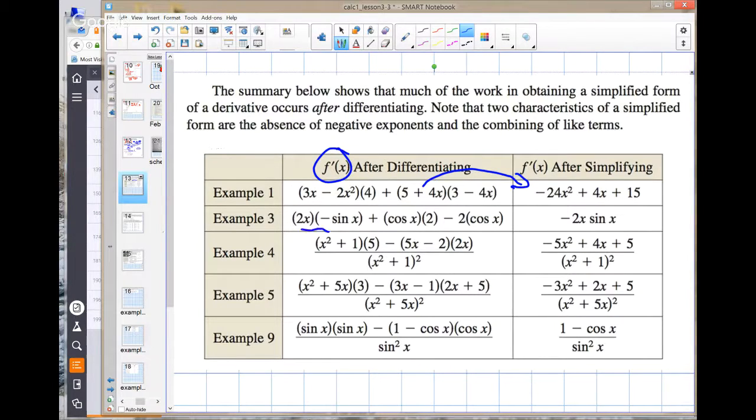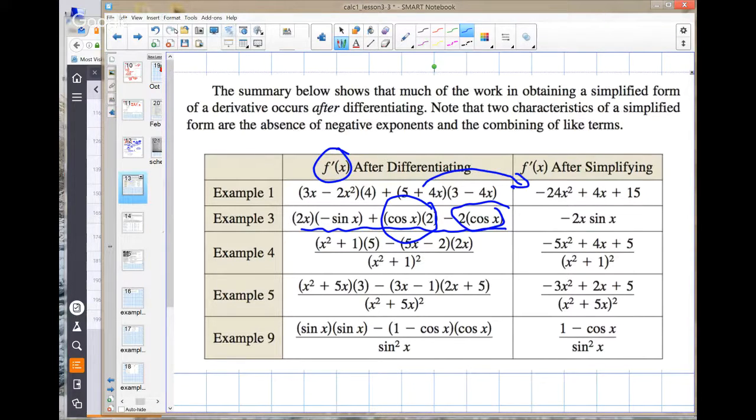This one is still pretty easy. It's just not quite as obvious that this thing right here is 2 cosine x, and this is minus 2 cosine x, and when you add them, you get nothing. So that, again, is pretty simple.